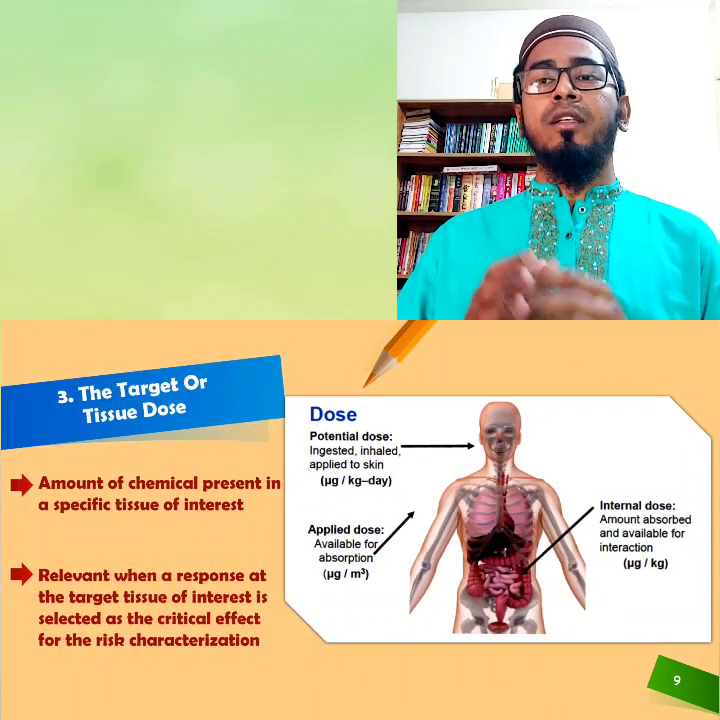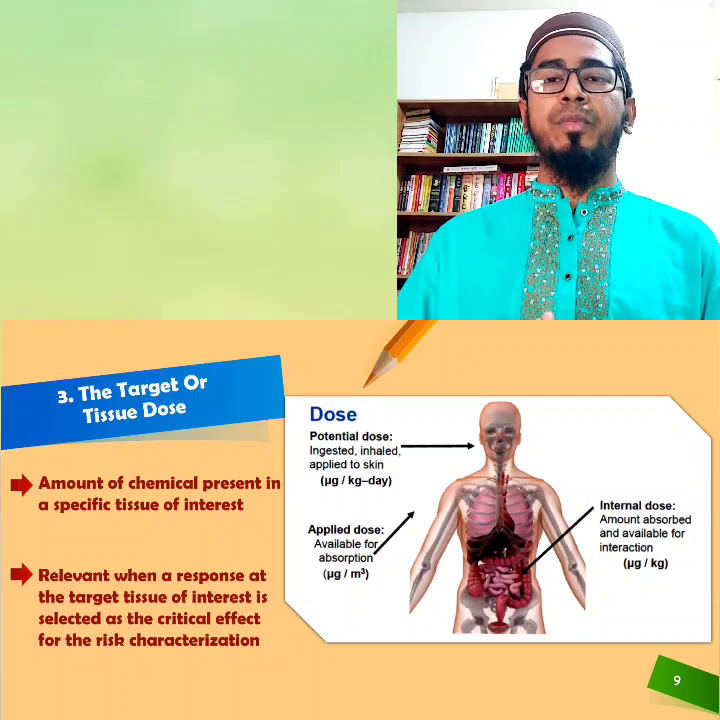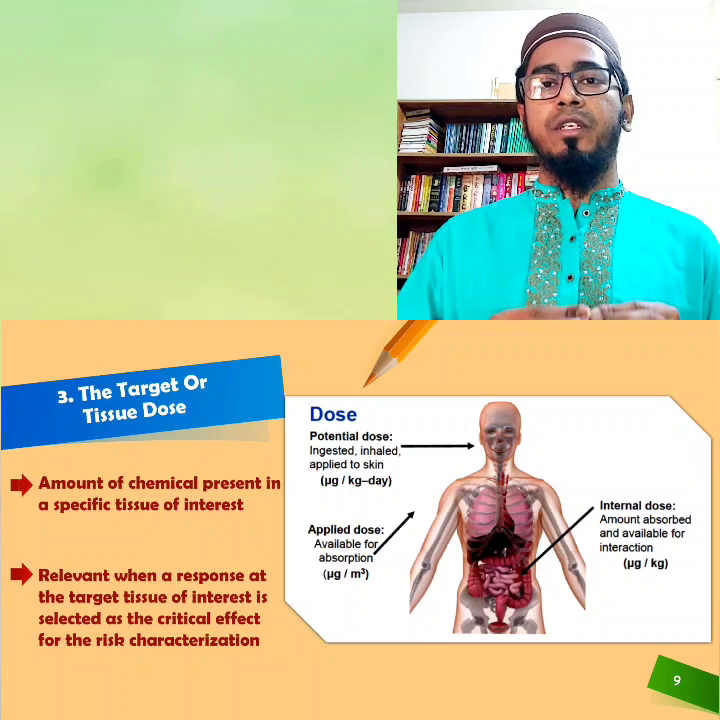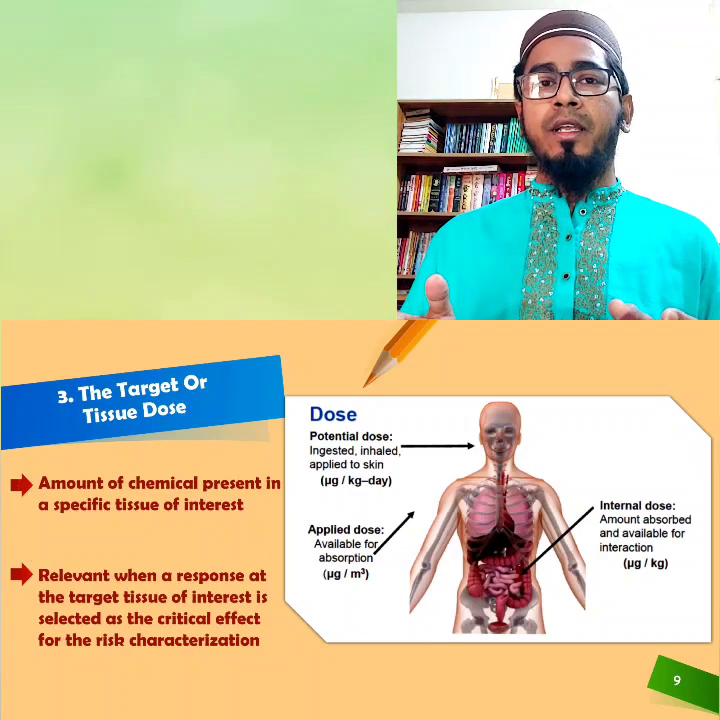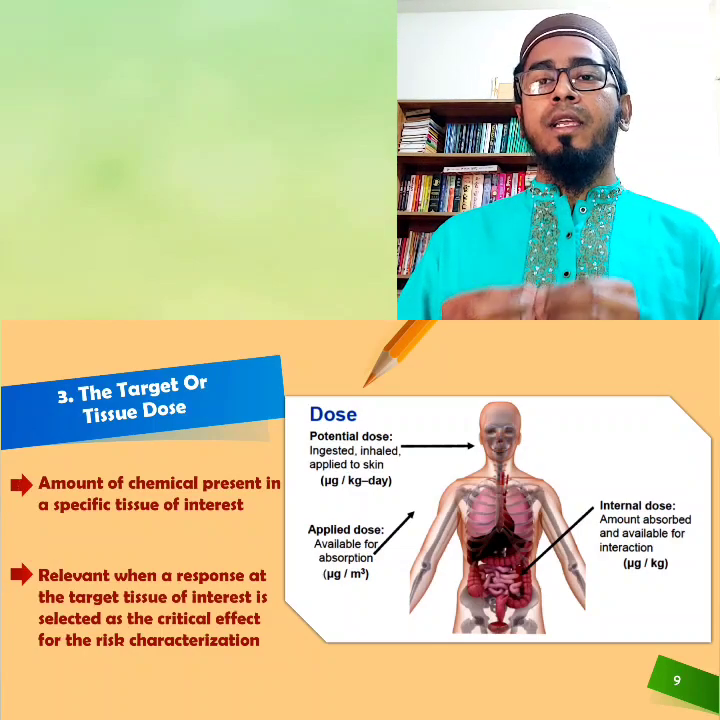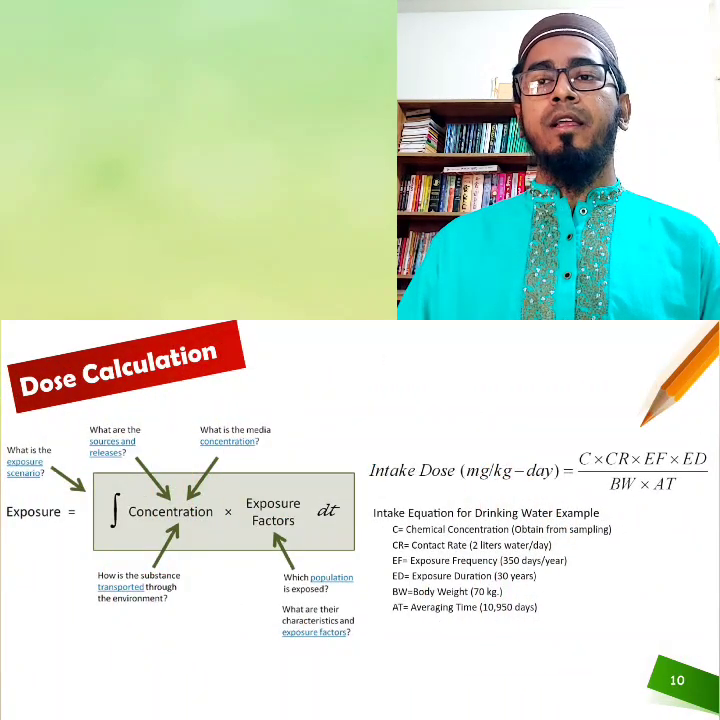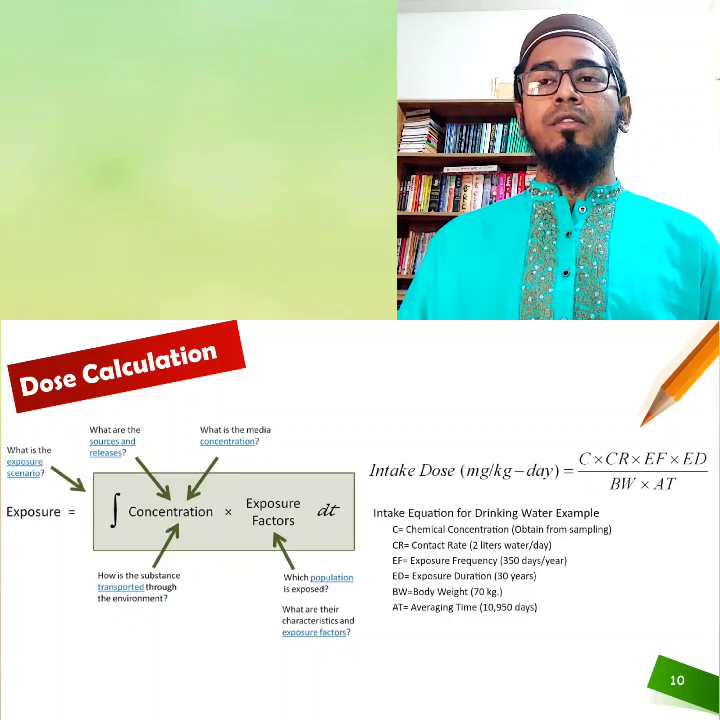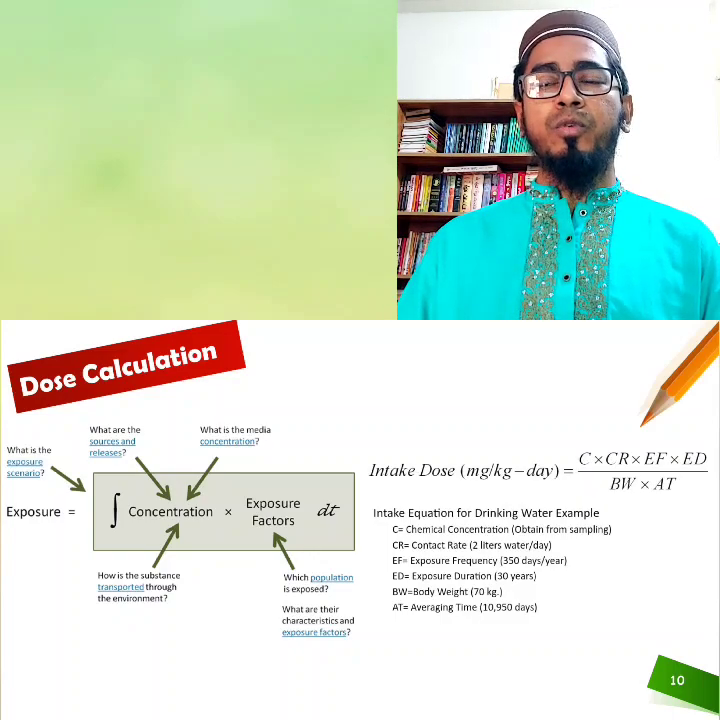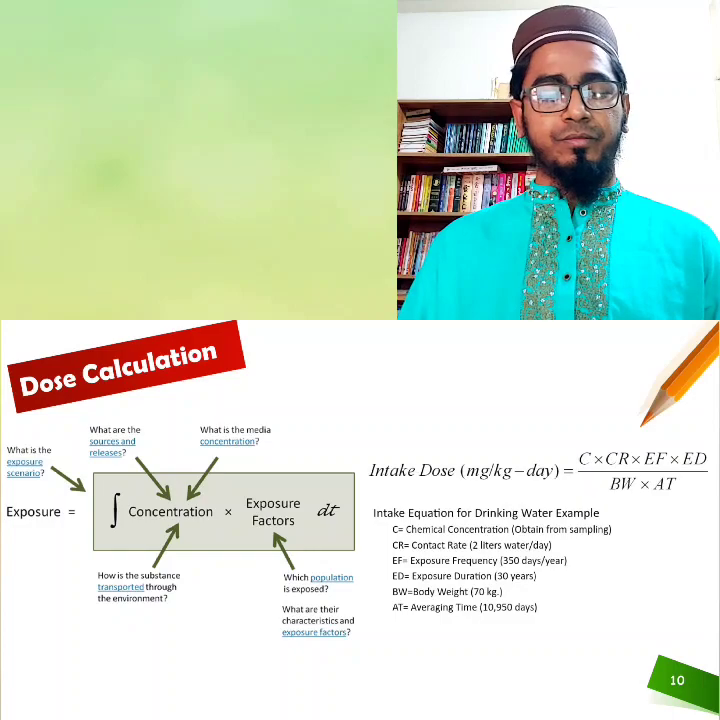The third one is the target and tissue dose. The target and tissue dose is the amount of chemical present in the specific tissue of interest. For example, total mercury or methyl mercury concentration in umbilical cord tissue. Now, dose calculation. Here are two formulas to determine the exposure and the intake dose.